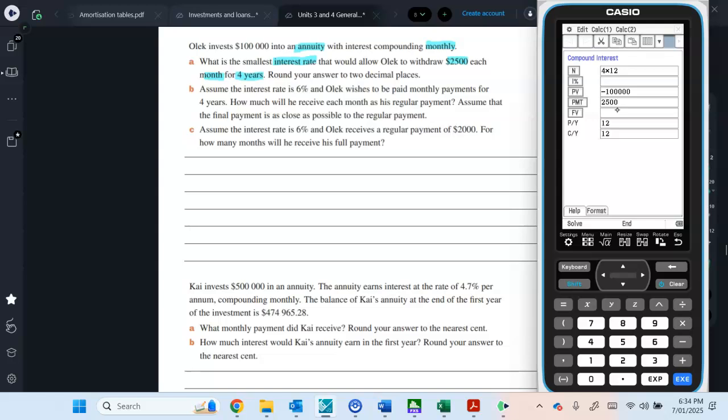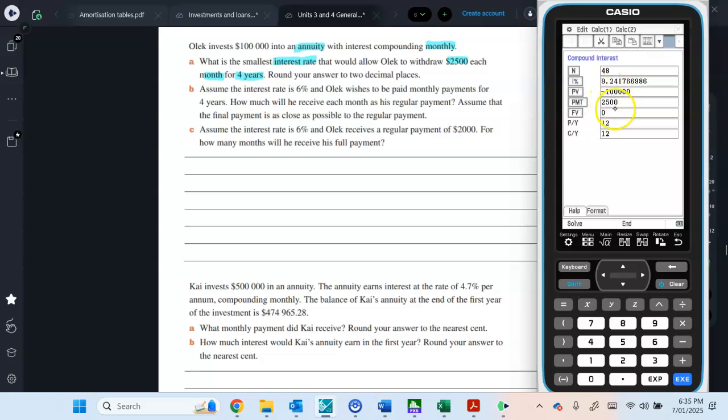to withdraw, let me just quickly check. So we're assuming, what is the smallest interest rate that would allow Oleg to withdraw $2,500 each month for 4 years? All right, so 9.24. So I'm assuming Oleg's going to be withdrawing his 2,500. So, sorry. I really shouldn't do these videos when I'm very tired. Yeah, so withdrawing 2,500 for 48 months and then getting down to $0.